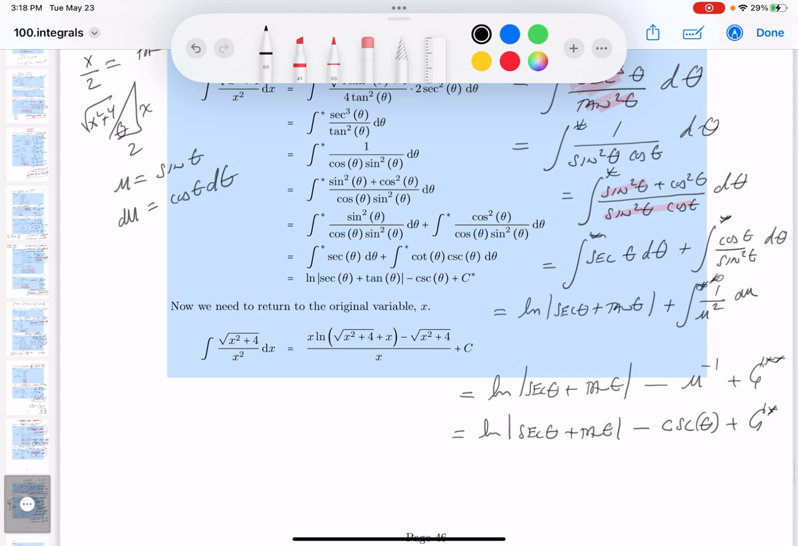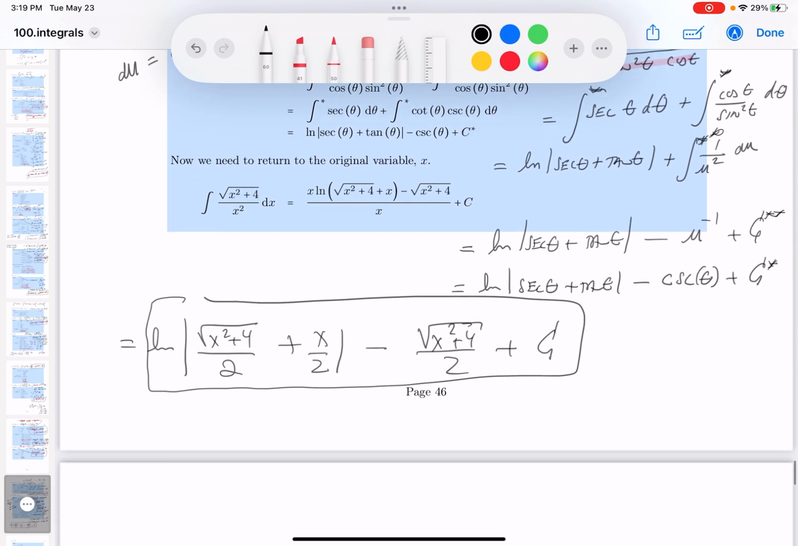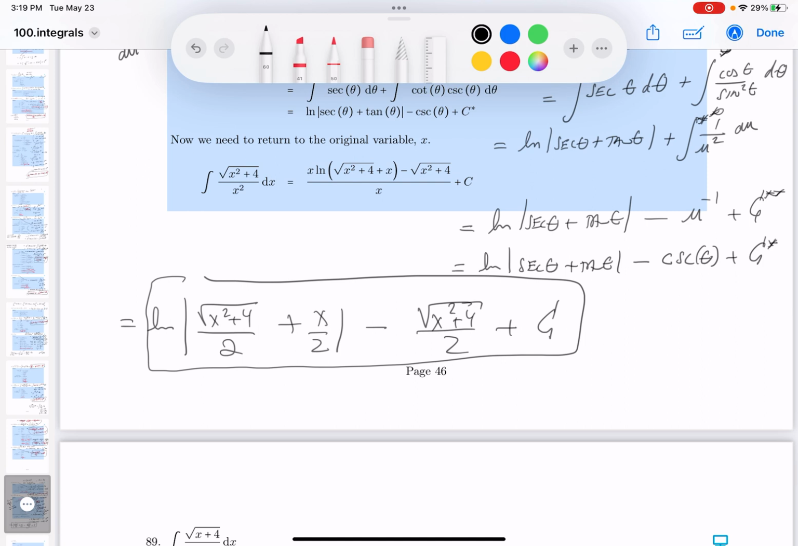Let's see if I can write that down now. Natural log, absolute value. Let's see, the secant of theta is going to be the square root of x squared plus 4 over 2. The tan of theta is going to be x over 2, minus the cosecant of theta, and that's going to be the square root of x squared plus 4 over 2 plus c. I think I'm home safe at this point. I do want to point out, I look at the key, and I notice the key looks a little bit differently, and we'll discuss that with you.